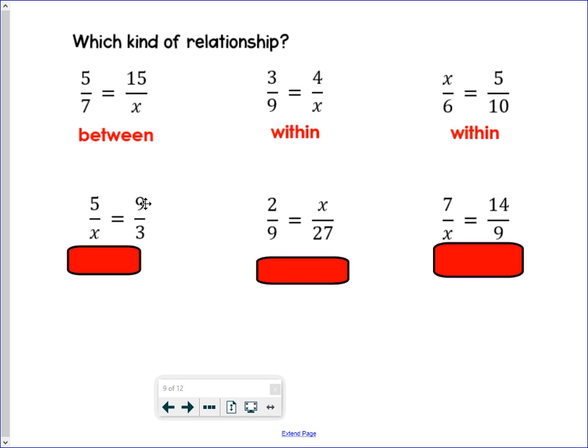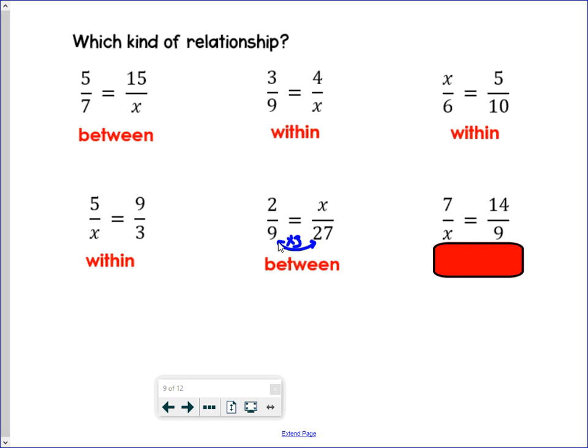For this one, 9 divided by 3 is 3, so we can go within. 9 divided by 5 is a decimal, so we can't go between. So 9 divided by 3 is 3. So our relationship here is 3. So we're going to go within. On this one, 9 divided by 2 is a decimal. However, 27 divided by 9 is 3. So our relationship here is 3. So this one's going to be between. So 9 times 3, or 27 divided by 3. You can go either way.